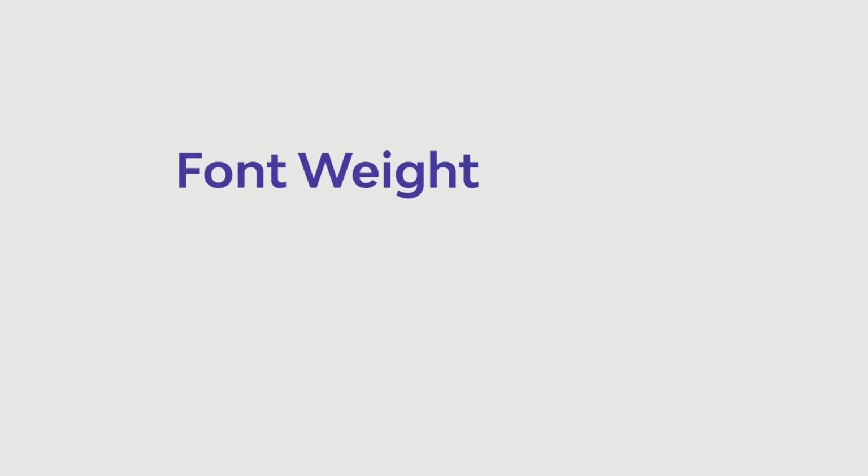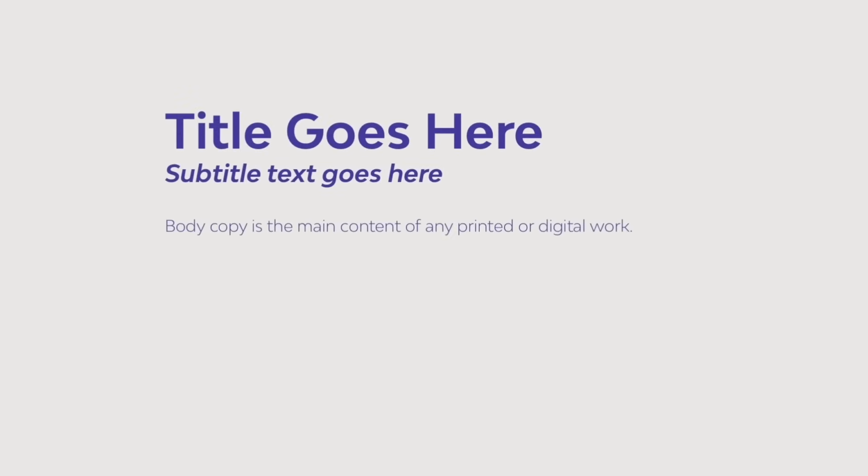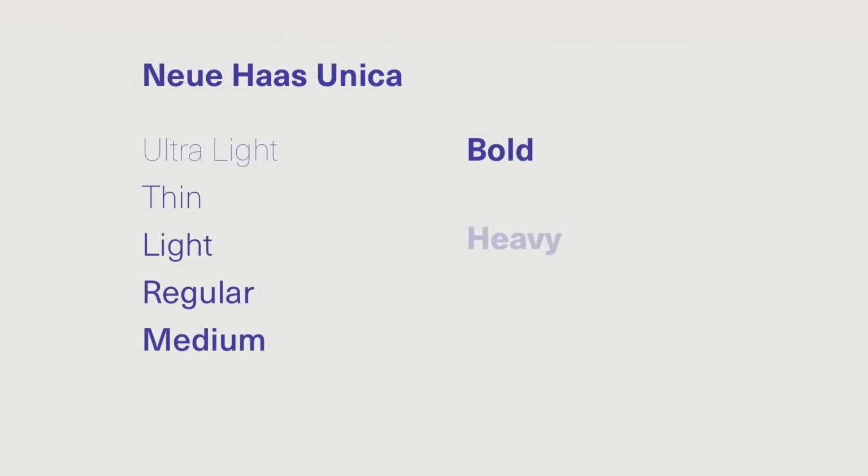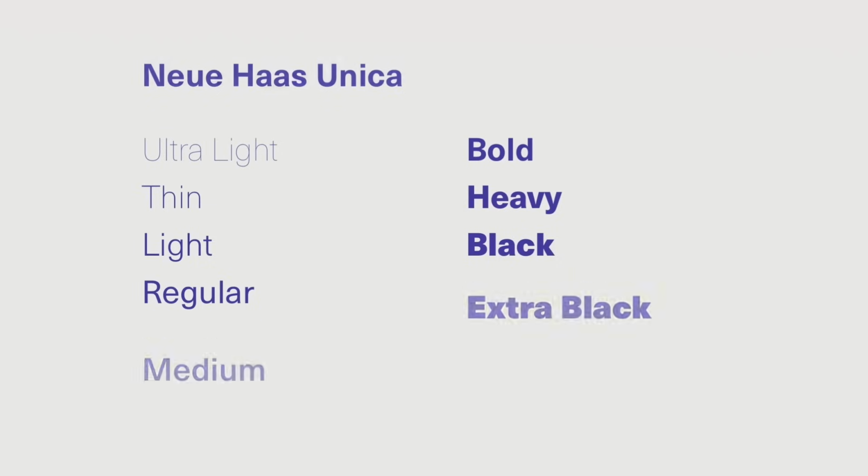Let's start with the first feature, font weight. Having such a wide range of font weights gives us the ability to create hierarchy within a page. While the most common weights we see in a typeface are regular and bold, some include much more than that. Neue Haas Unica is a great example. This typeface includes font weights like ultra light, thin, light, regular, medium, bold, heavy, black, and extra black. With this many font weights, you can make content pop or stay quiet.